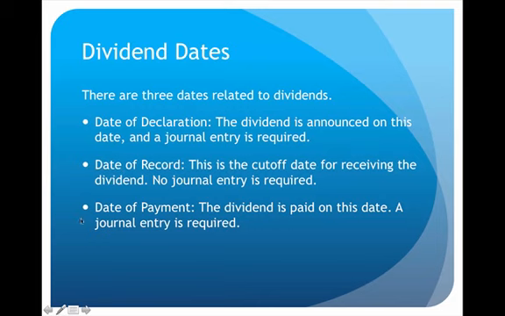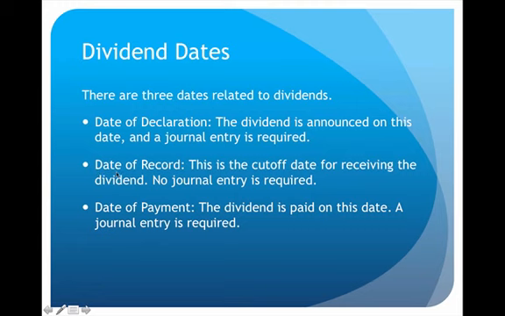And then the third date will be the actual day on which we pay the dividend. And we also have to do a journal entry on that day. So we'll do a journal entry on the date of declaration and on the date of payment. We'll just make a note of the date of record.